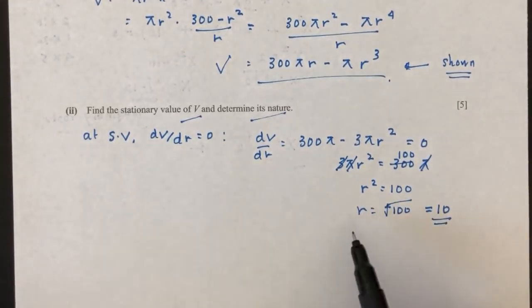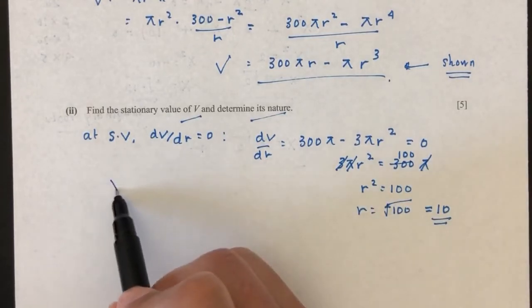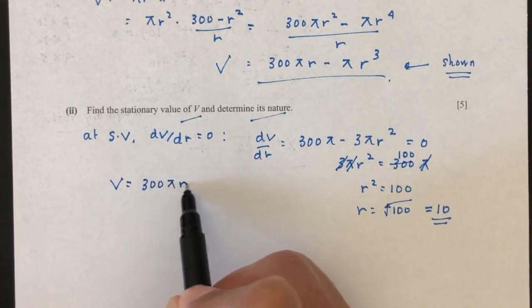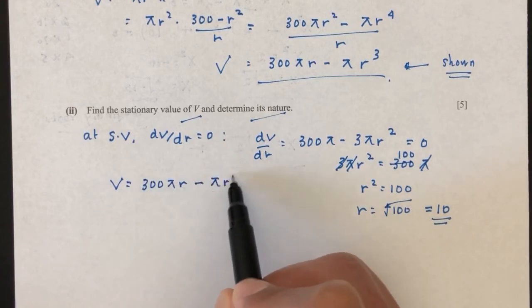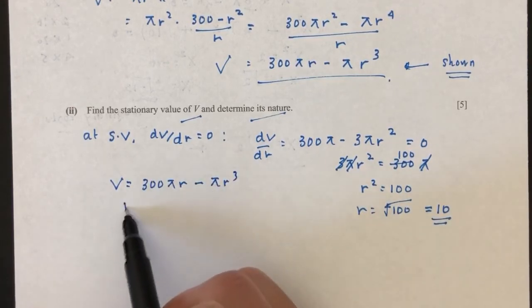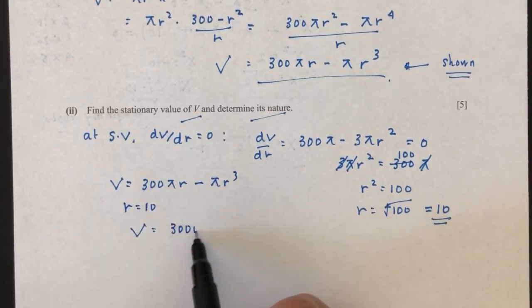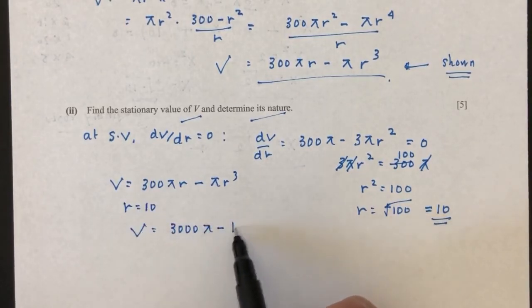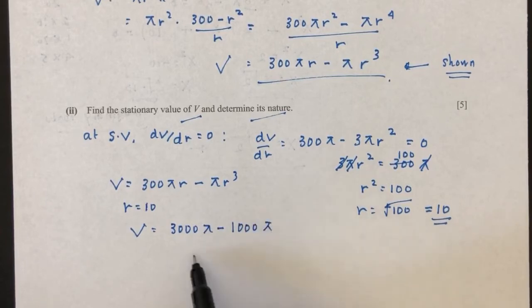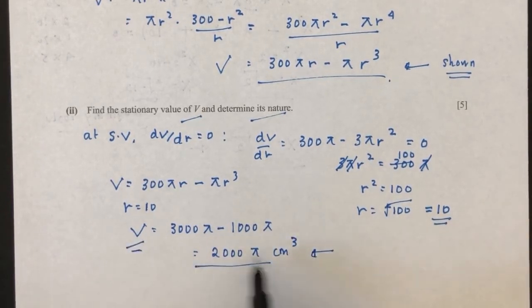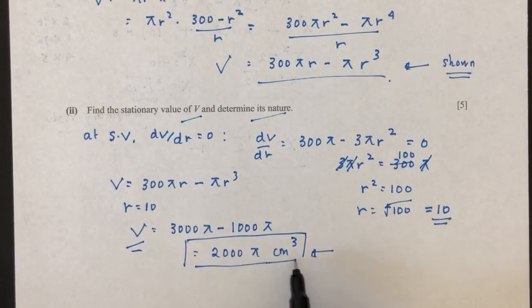So what is the value of v? So we have to replace r in the equation. So v is 300 pi r minus pi r cube. So for r equal to 10, v will be 3000 pi minus 1000 pi. That will be 2000 pi. That will be the stationary value of v given by this.